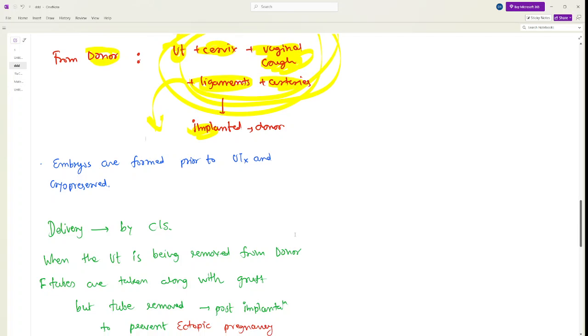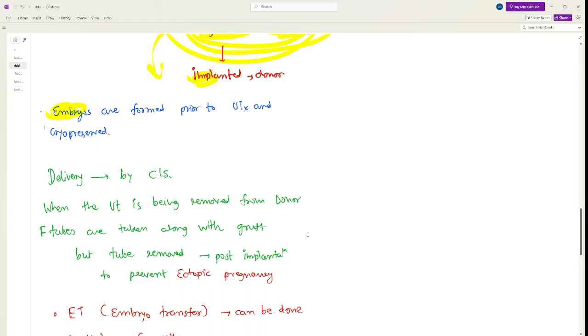We also don't go for natural conception. We almost always go for IVF, where we have already made the embryos. Embryos are ready-made and cryopreserved. They are ready to be transferred once the uterine transplant has been done.